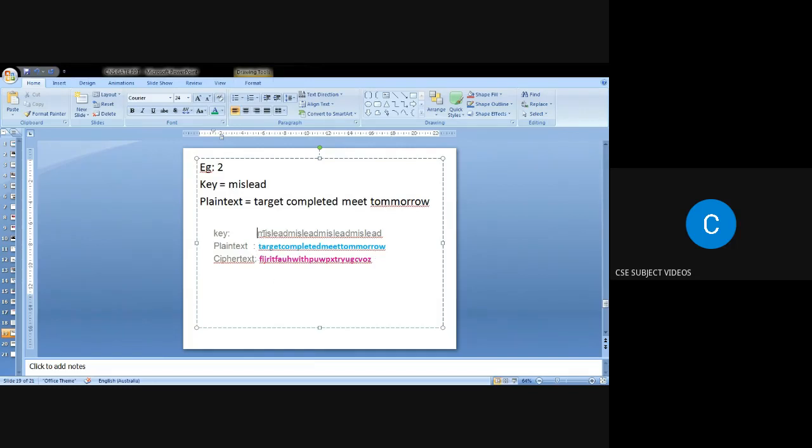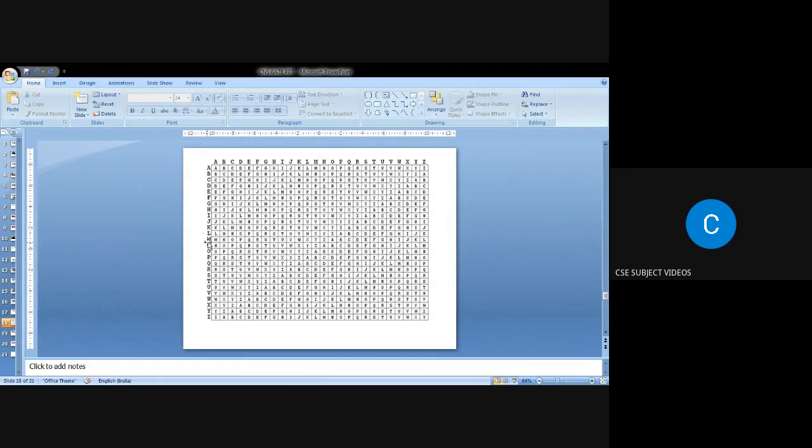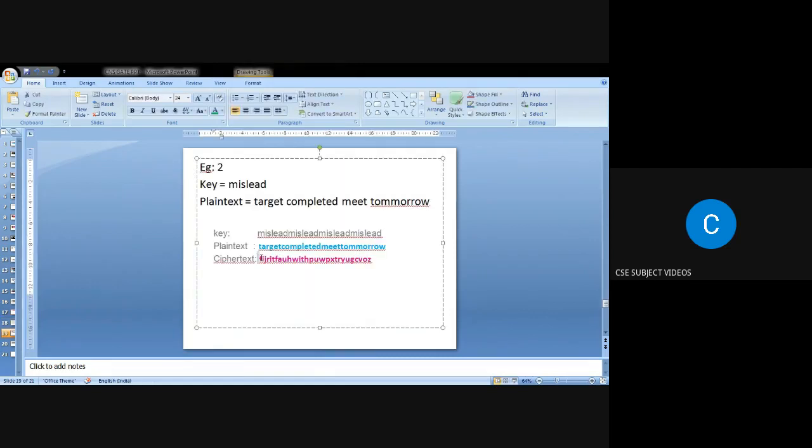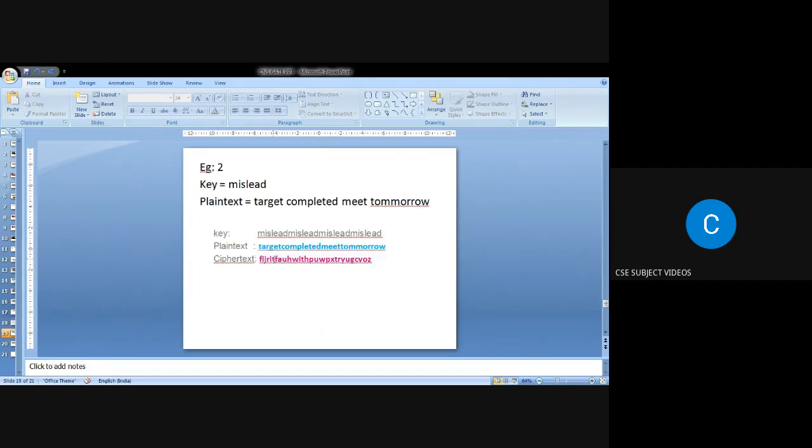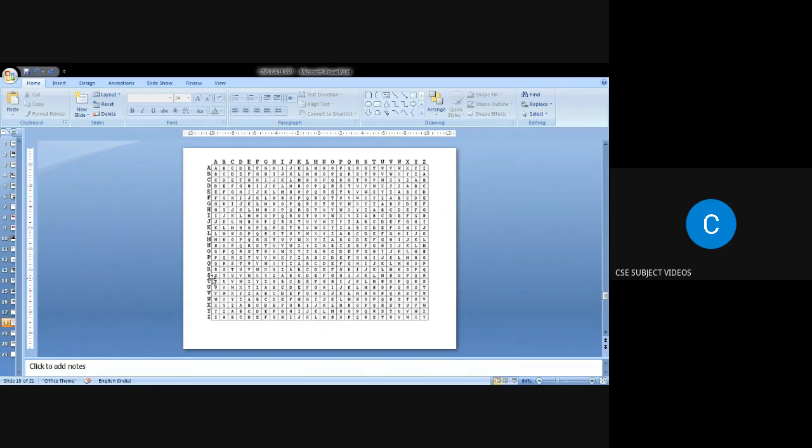So now row M and column T. Row M and column T gives F, so it is filled with F. Similarly, row I and column A gives I. Row S and column R gives J.